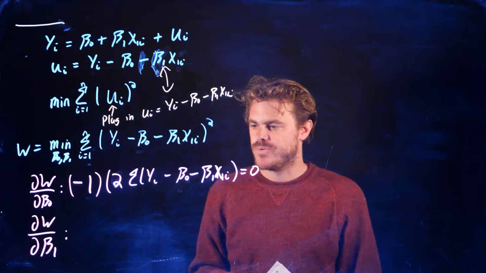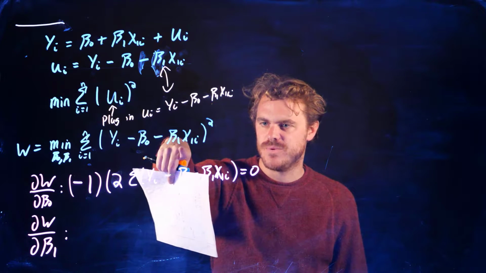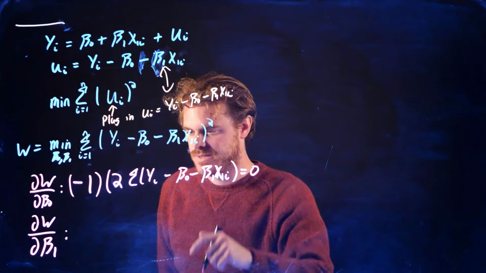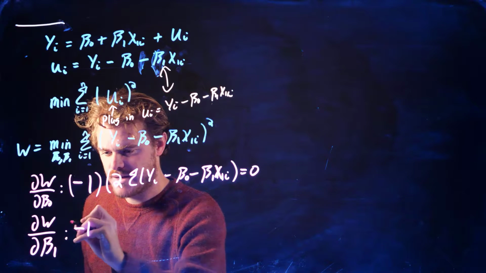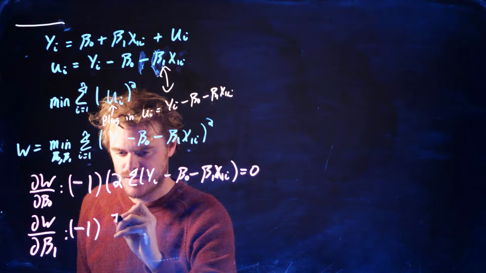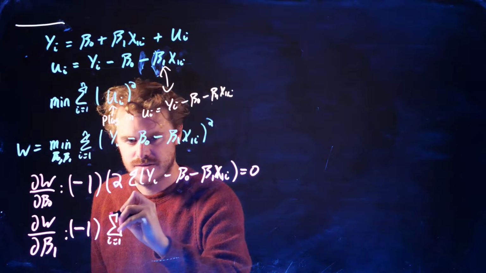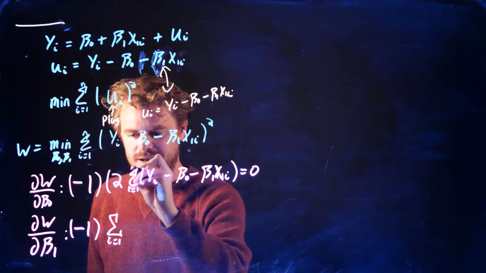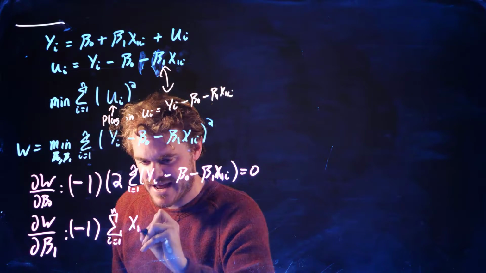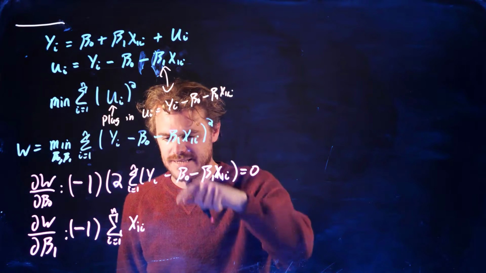Okay, now we can take the derivative with respect to beta 1. So again, we have a minus there, so it's minus 1, but we have this x1i still attached. Then we have the sum from i equals 1 to n. Again, now we have that extra x1i here. It looks a bit different than the one above because we have this x1i attached.